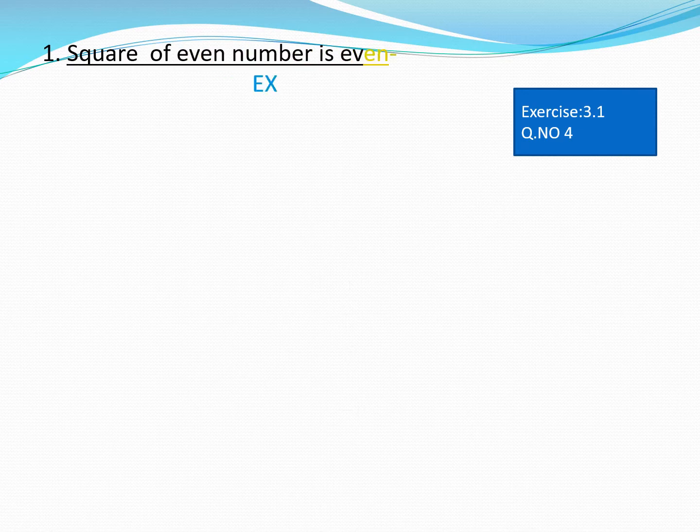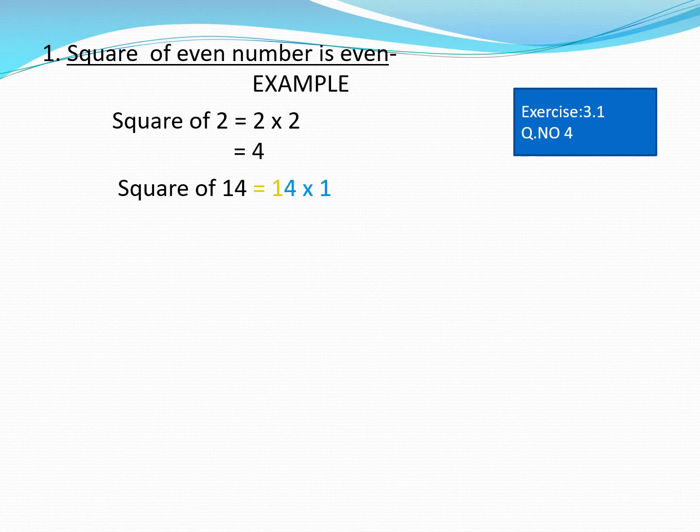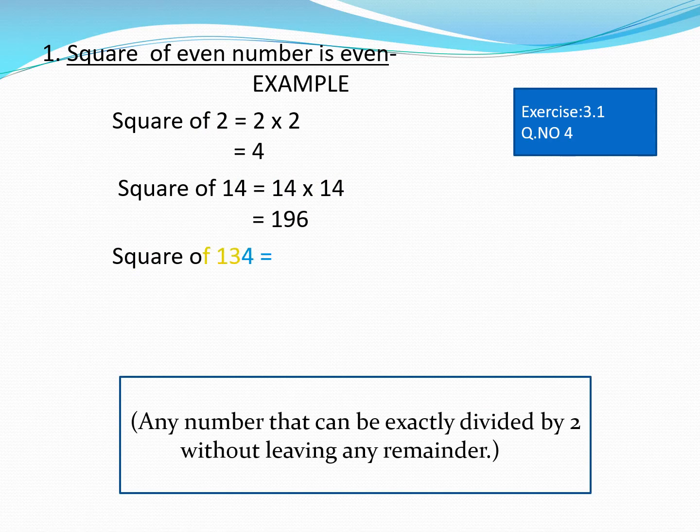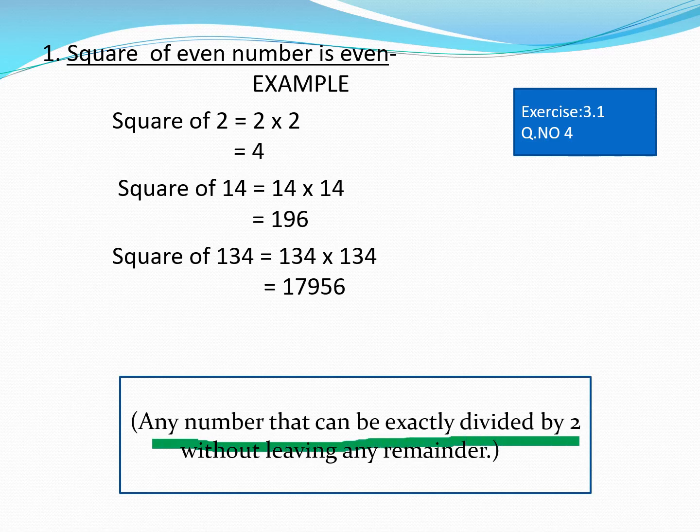The first property is written as: square of an even number is even. So what does that mean? Before going to that, you first see that any number that can be exactly divided by 2 without leaving any remainder is called an even number. So now you are clear with even numbers.